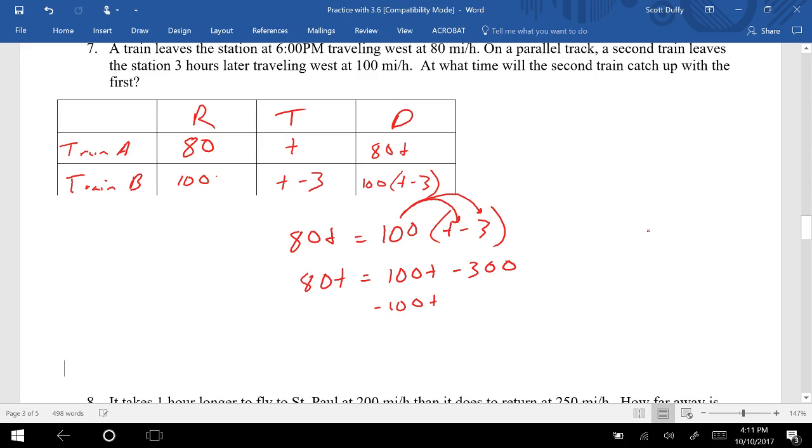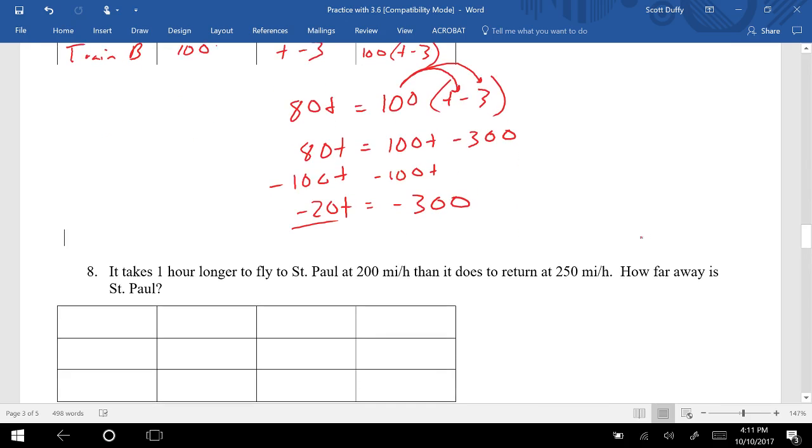Subtract 100t from both sides. I get negative 20t. Divide by the number in front of the variable, always. So that crosses off, and you get t equals whatever negative 300 over negative 20 equals, which is the same as negative 30 over negative 2, which is the same as 15.